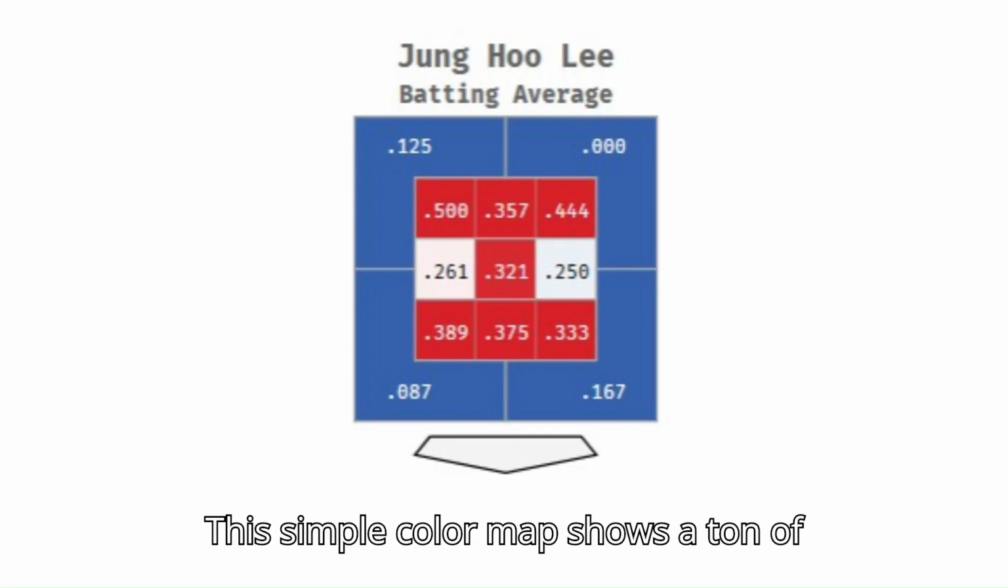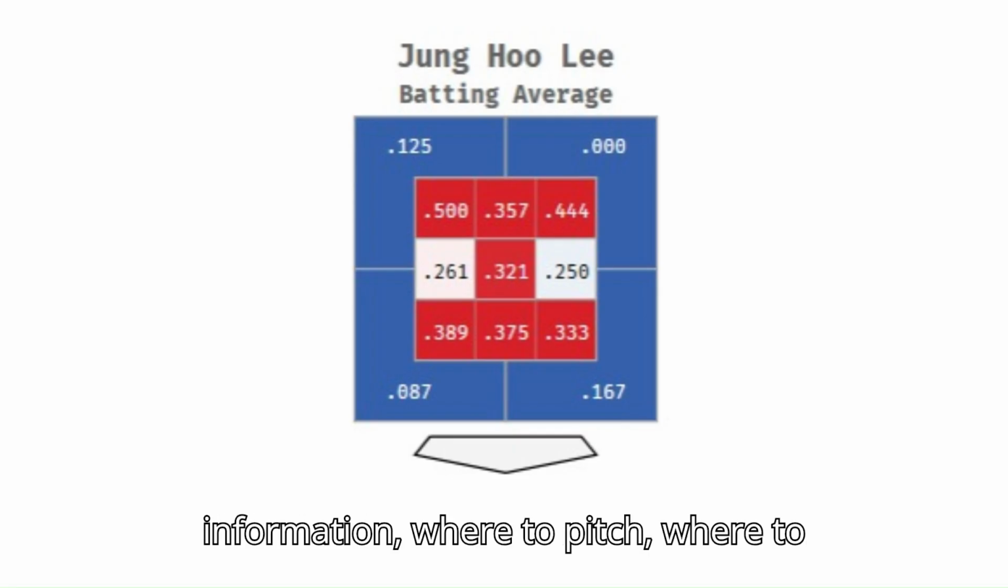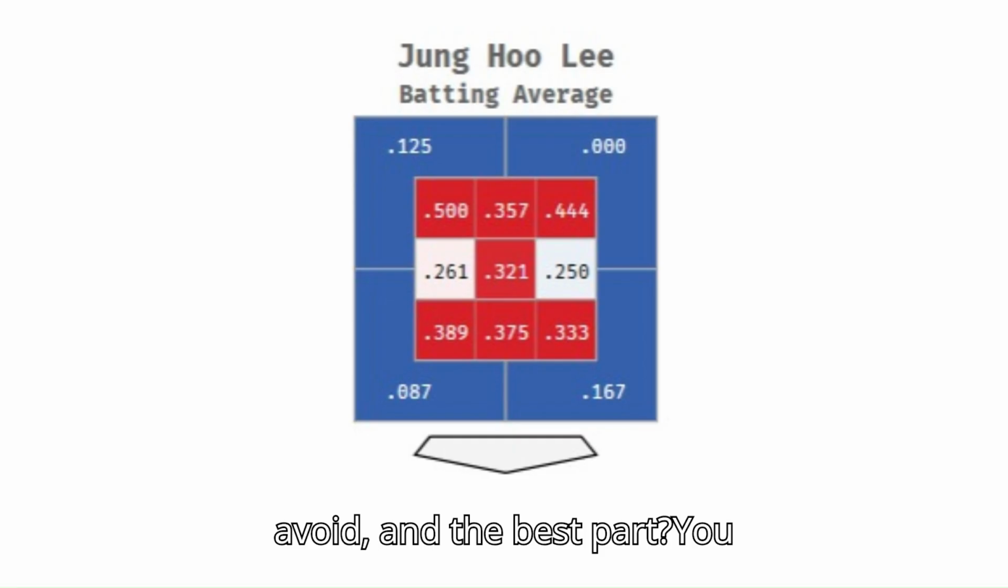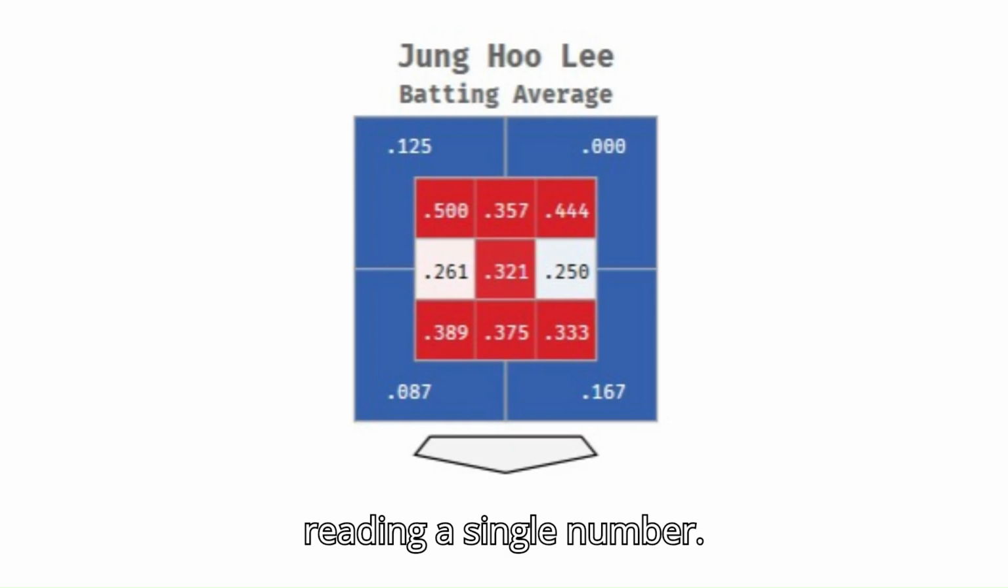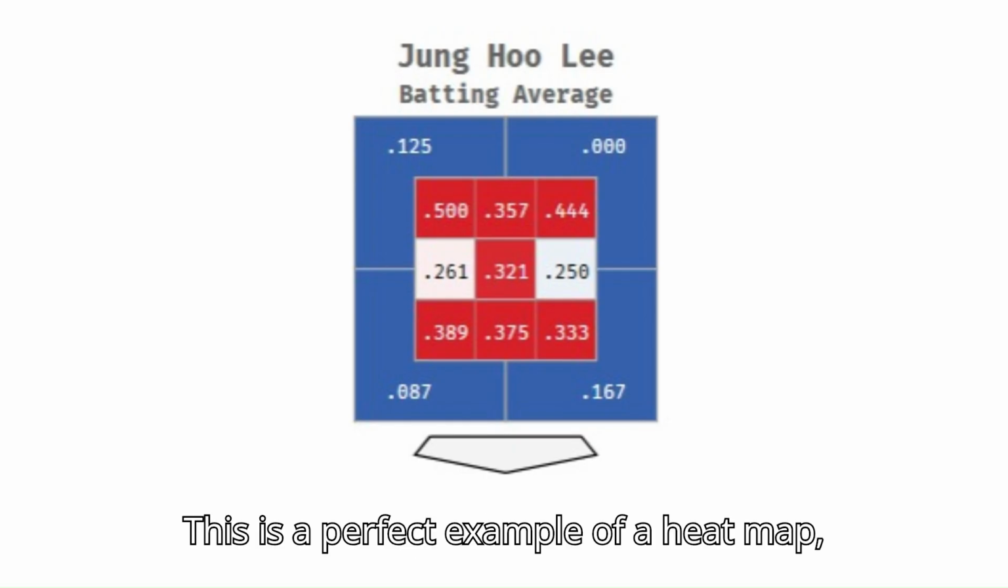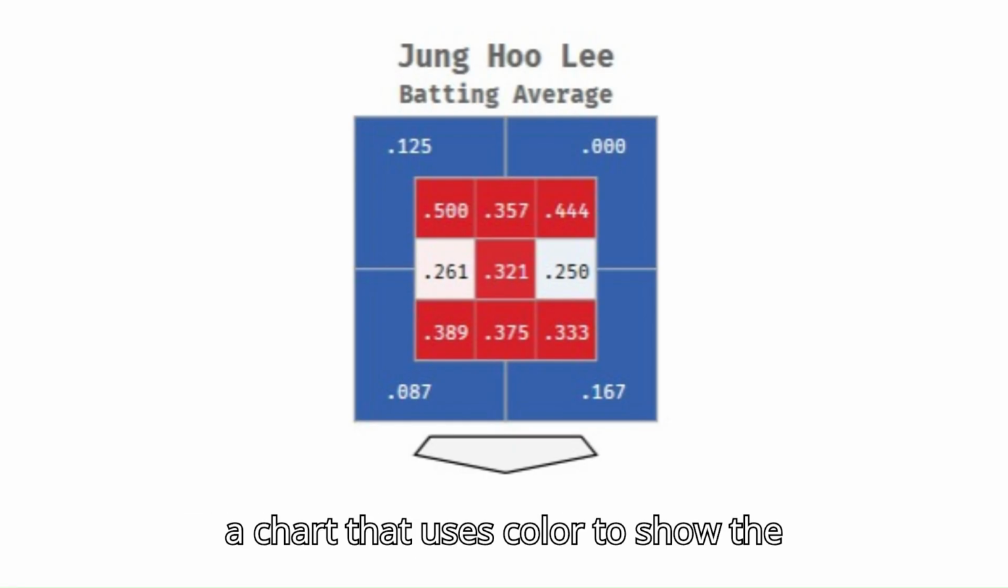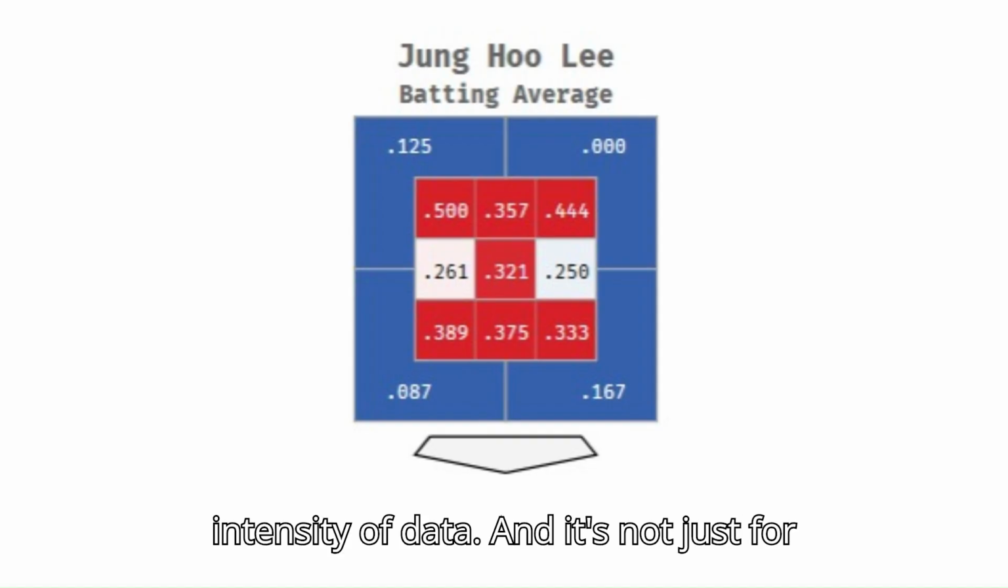This simple color map shows a ton of information. Where to pitch, where to avoid. And the best part? You understand it instantly, even without reading a single number. This is a perfect example of a Heatmap, a chart that uses color to show the intensity of data.